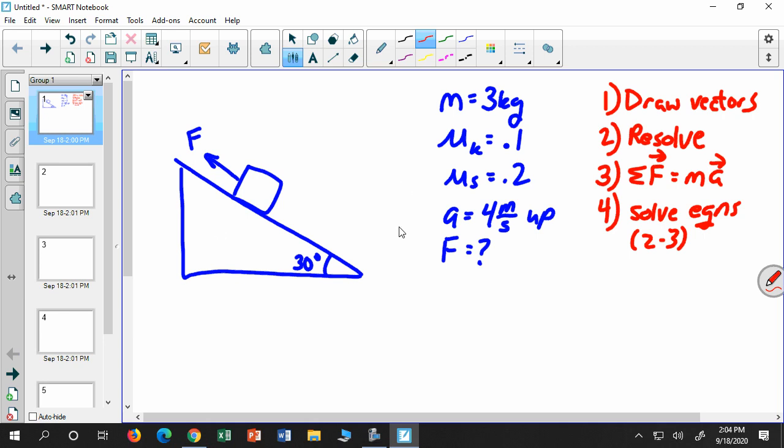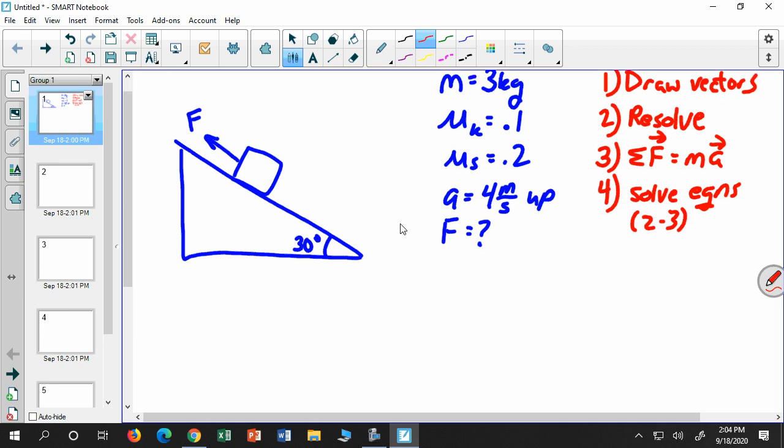Okay, so in this problem, I'm going to first draw my vectors. On an inclined plane, the way you always draw your coordinate system is like this. I always draw my coordinate system so that the x-axis is parallel with the plane of the incline. This is plus x, this is minus x, this is plus y, and this is minus y. Now I want to draw all my vectors.